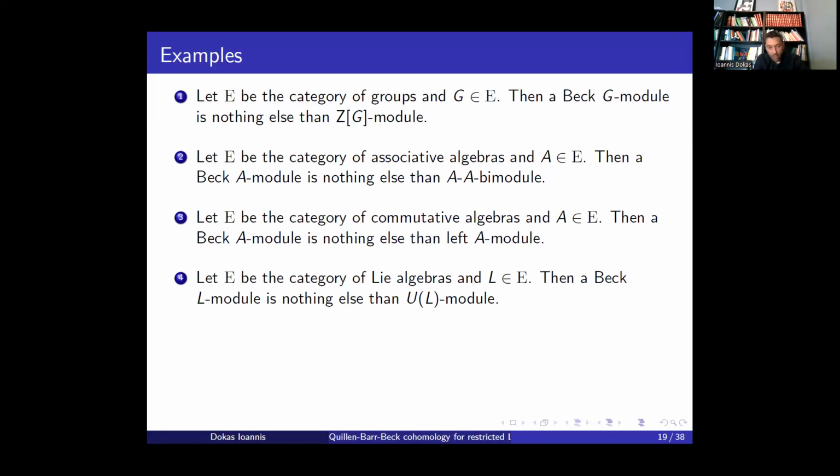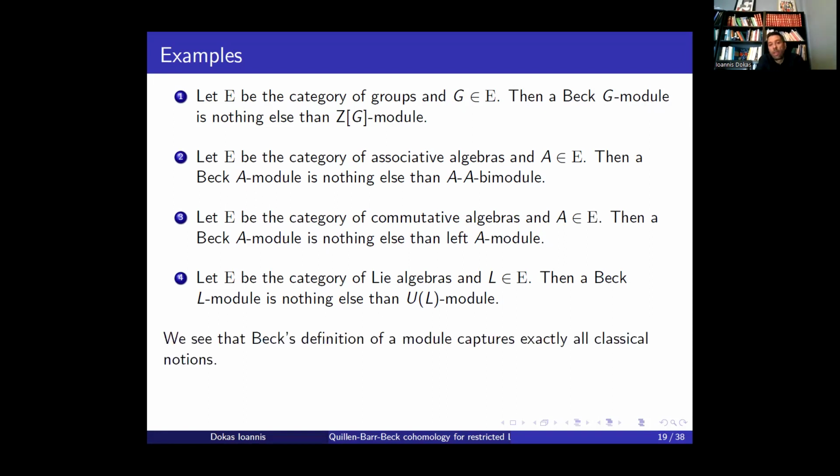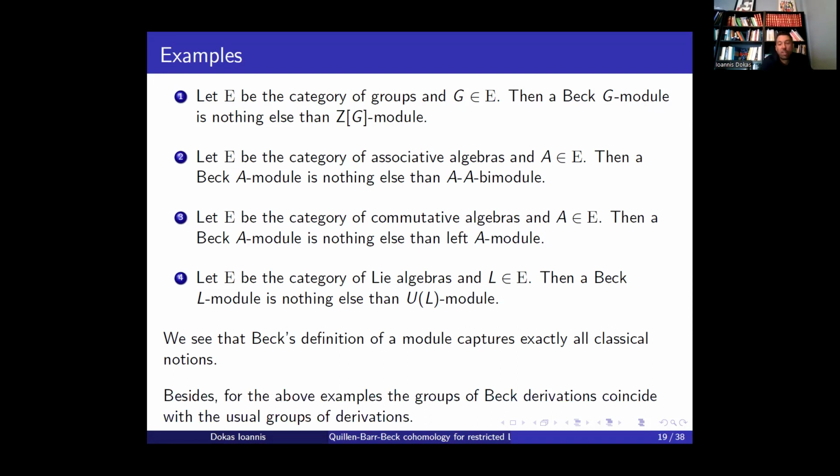So somebody who is familiar with the cohomology theories of these categories can see that Beck's definition of a module captures exactly all the classical notions of coefficients for the corresponding cohomology theories. It's a good definition. And also, if somebody works out the definition of Beck derivations in these cases, he will see that the notion of Beck derivations coincides with the usual groups of derivations. So, with these examples, I think we have an idea of what a Beck module is.